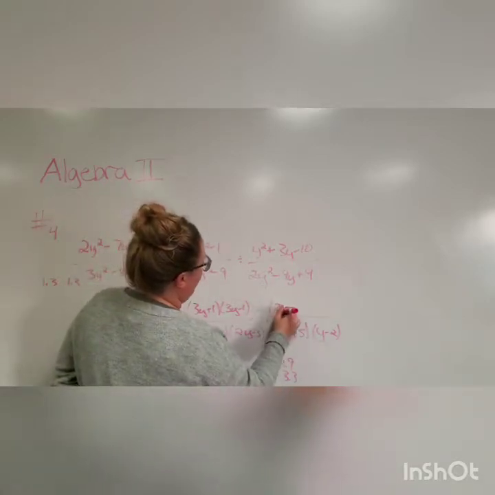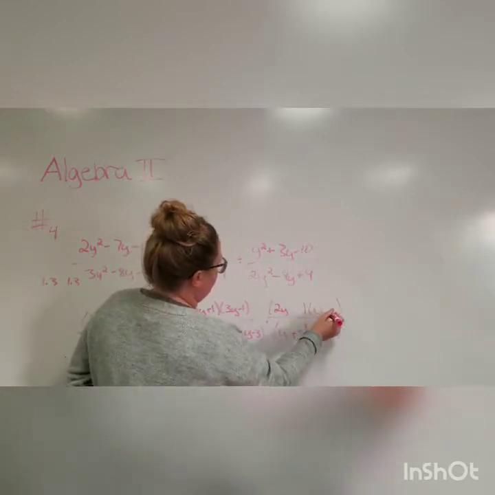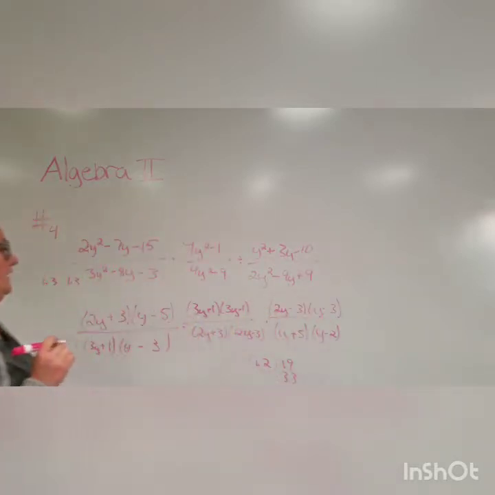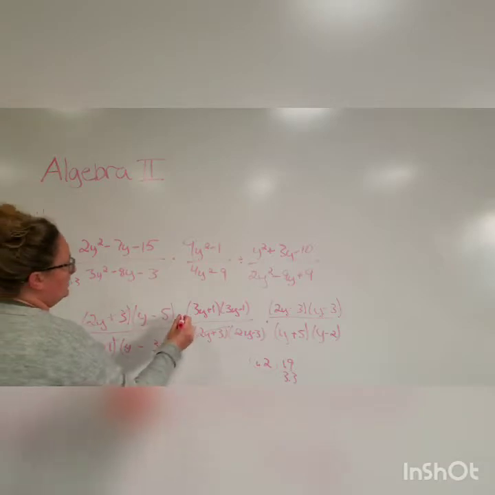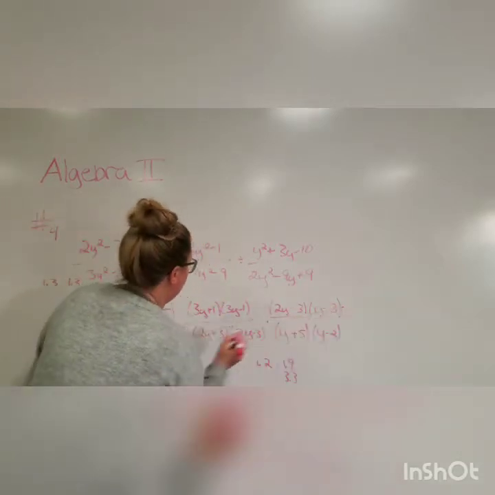All right, so these are your first terms. You're going to have a 2y and a 1y. And then you're going to go the 2 times the 3 and 3 here, and they're both going to be negative. All right, now cancel everything that you can. You have a 2y plus 3 here and a 2y plus 3. We have a 3y plus 1 and a 3y plus 1. We have a y minus 3, y minus 3.